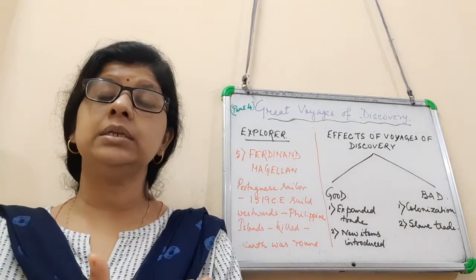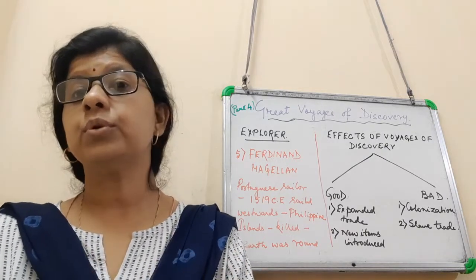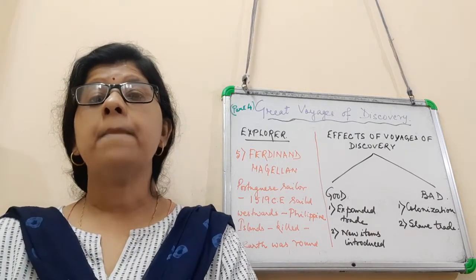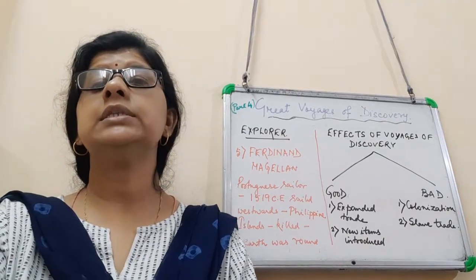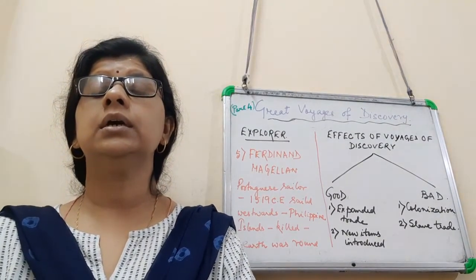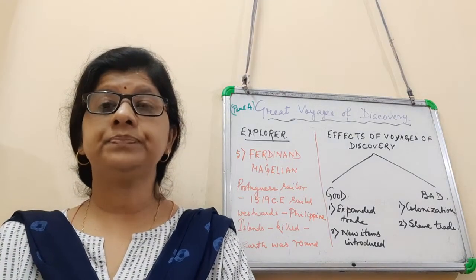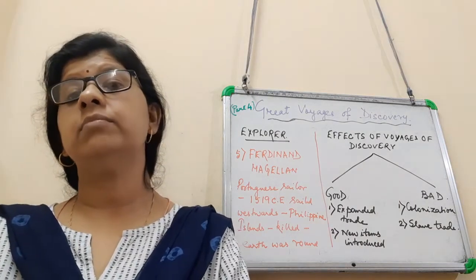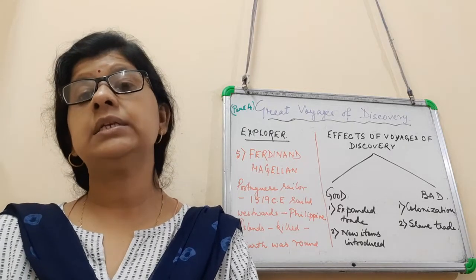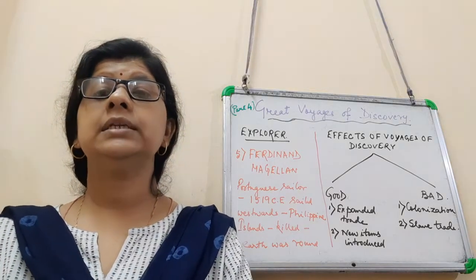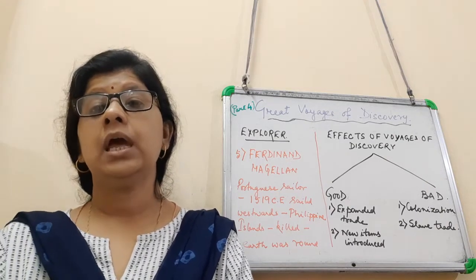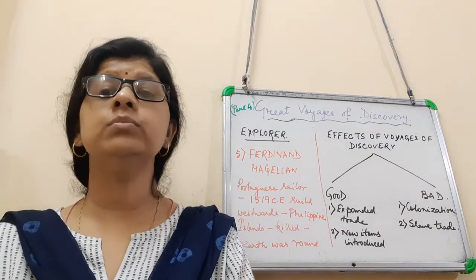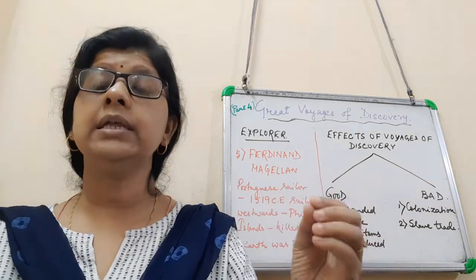Bartholomew Diaz and Henry the Navigator were Portuguese sailors, but Christopher Columbus was an Italian sailor. Though he was Italian, he lived in Spain, so he got all the help from the Spanish king and queen. He set out from Spain in 1492 CE, sailed for 2 months, and reached the Bahama Islands in the Caribbean Sea.